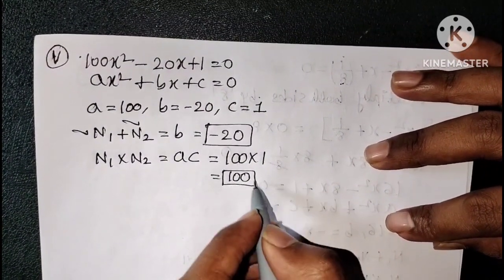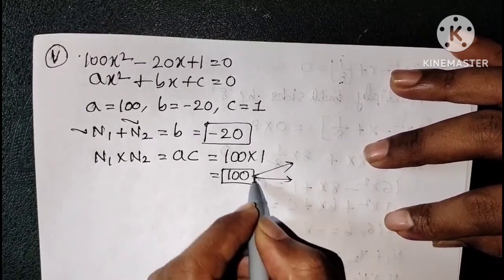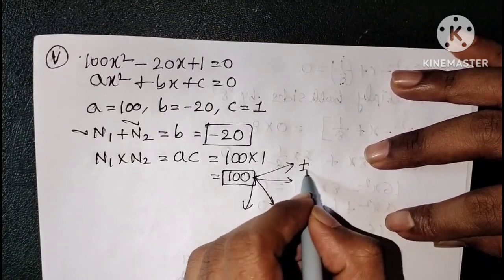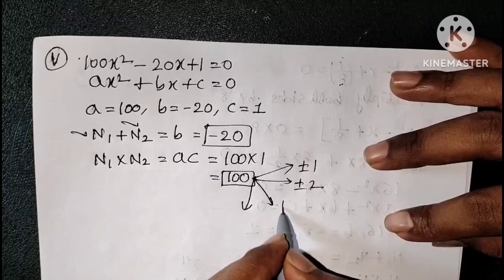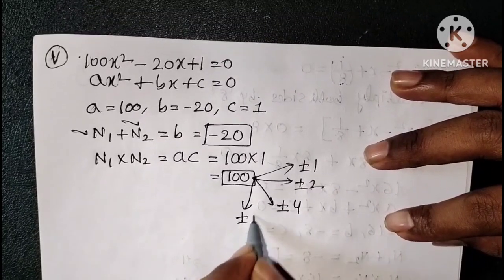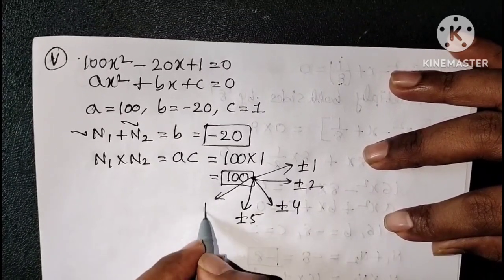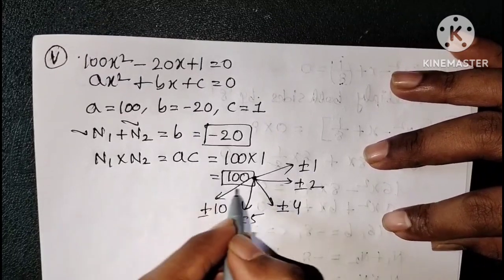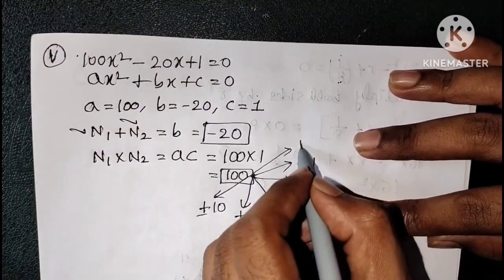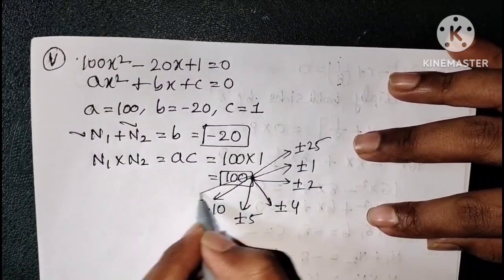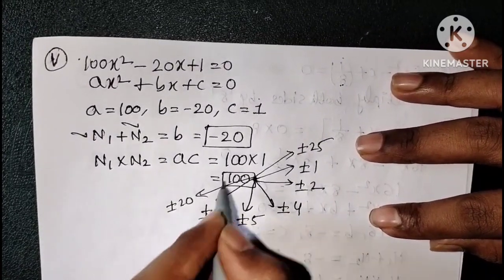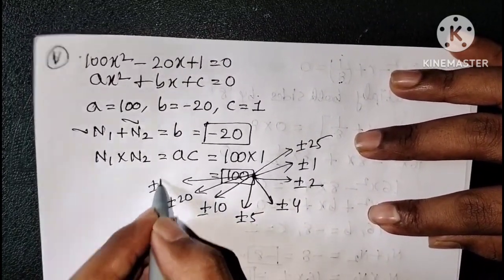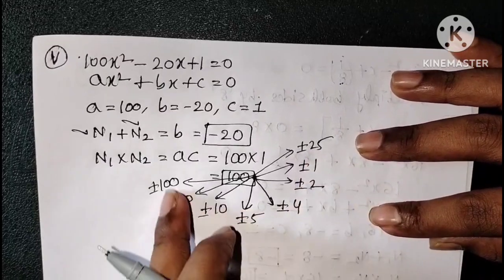So to find such numbers, identify the factors of 100. Factors of 100: plus or minus 1, plus or minus 2, plus or minus 4, plus or minus 5, plus or minus 10, plus or minus 25, plus or minus 20, and plus or minus 100.